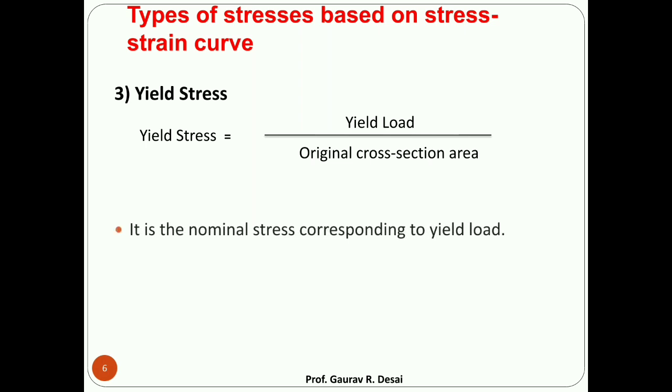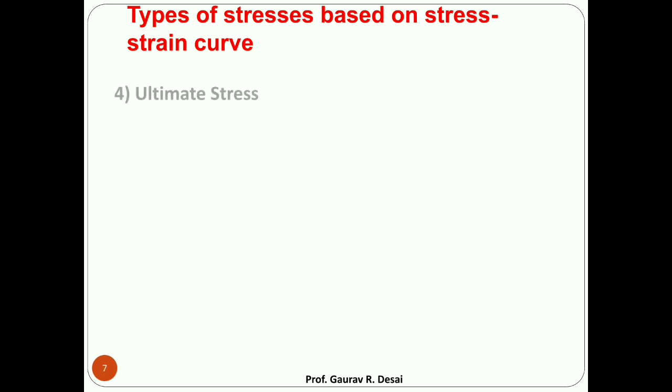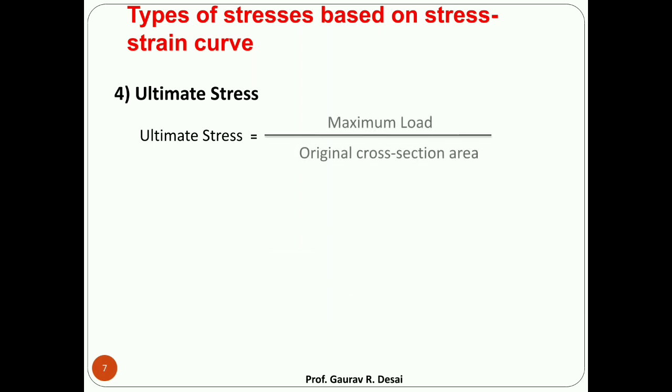So it is a nominal stress corresponding to yield load. Next is ultimate stress. Now the word ultimate means maximum. So it is a ratio of maximum load to the original cross section area of material or specimen. Means whatever maximum load we apply on that particular material or bar, and that load divided by original cross section area of the bar gives us the ultimate stress of that particular material.